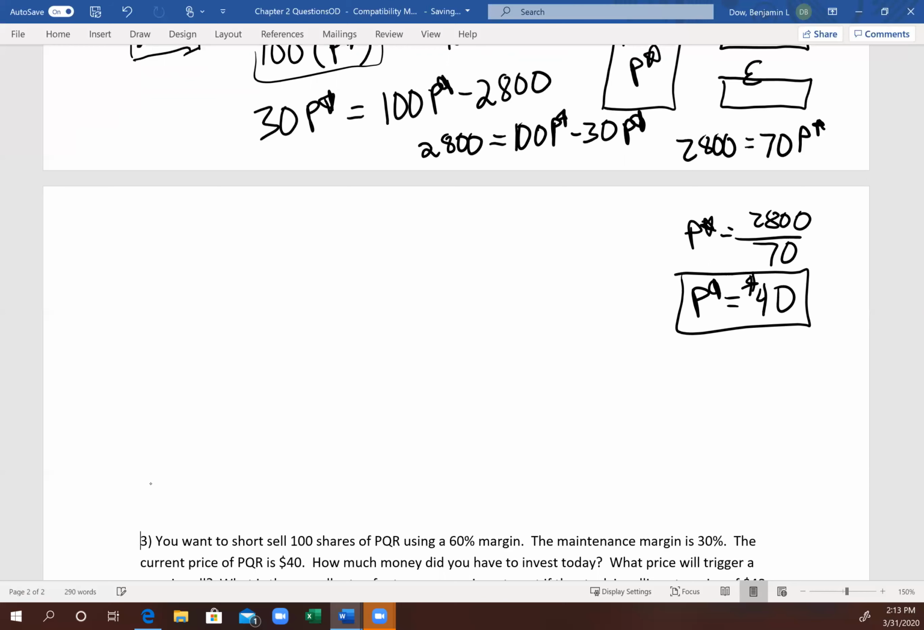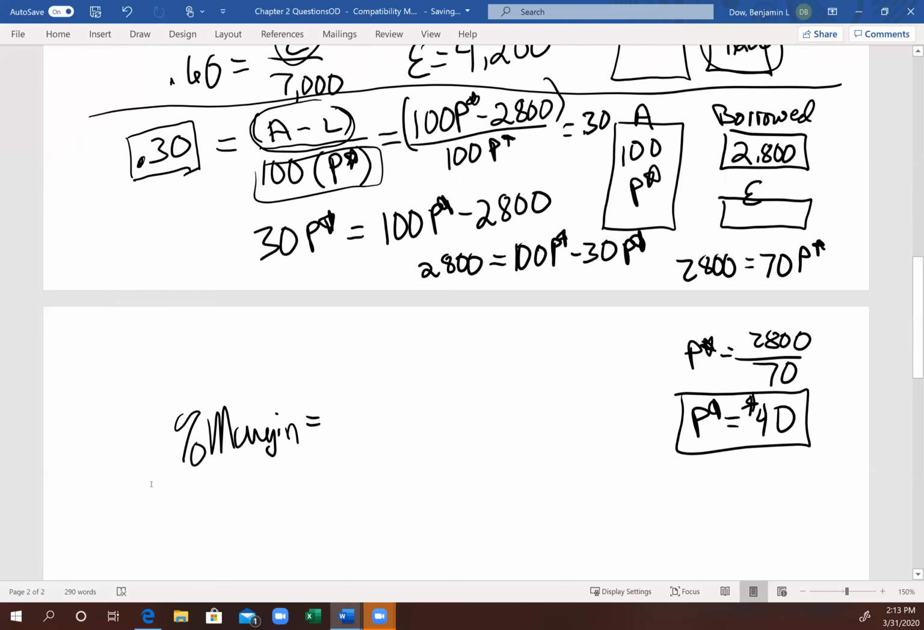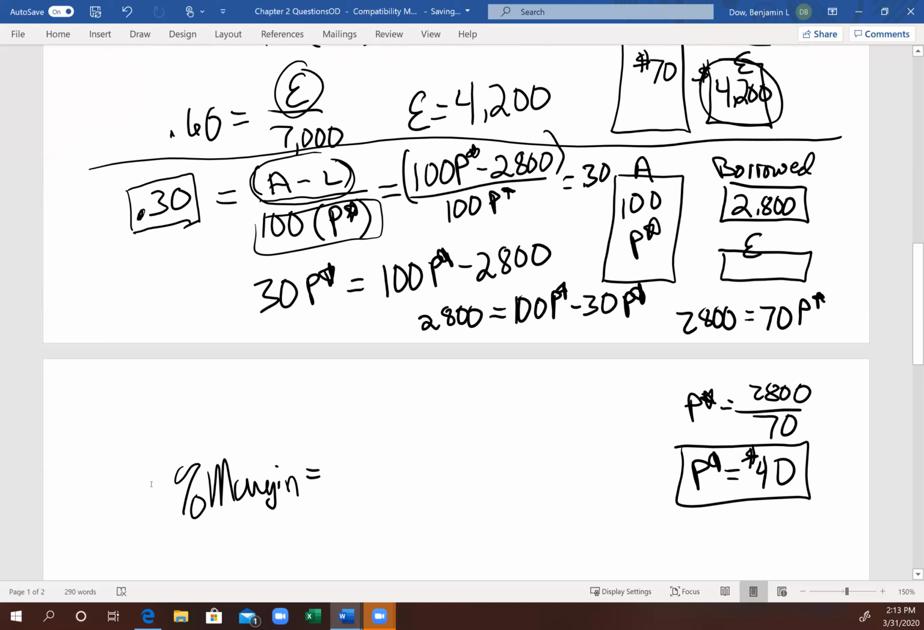All right, so now we found the price that would trigger a margin call. In fact, you can go back and recheck it. The percent margin is equal to the equity position. Now the equity position has dropped because the price has dropped down to $40. So the equity position at $40 is 4,000 minus 2,800, which is, excuse me, $1,200.